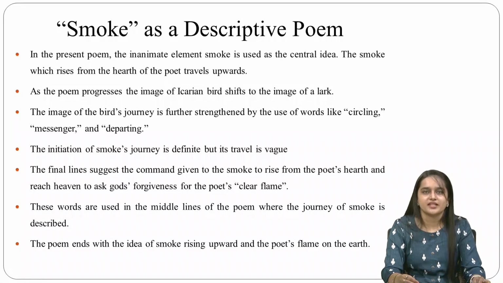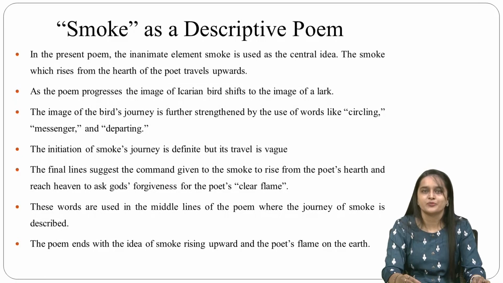The use of present participles like melting, circling, departing, gathering, veiling, darkening, and bloating gives the poem a sense of interconnectedness and continuity, an image of movement. These words are used in the middle lines of the poem where the journey of smoke is described. The poem ends with the idea of smoke rising upward and the poet's flame on the earth.